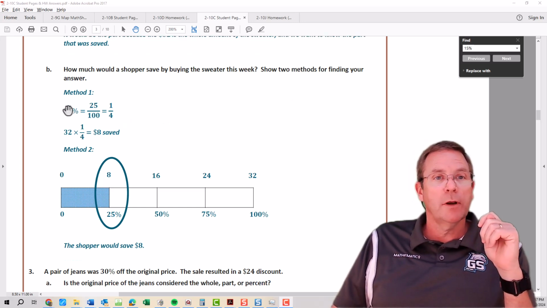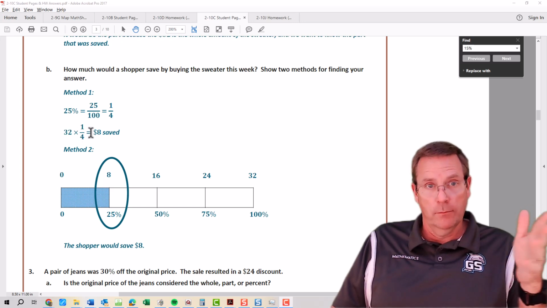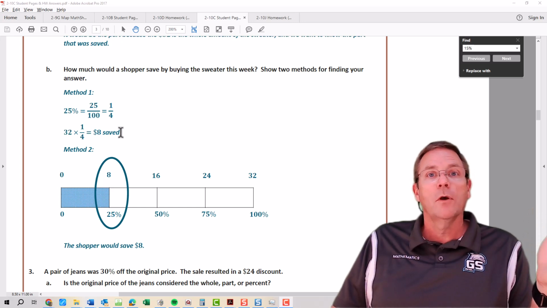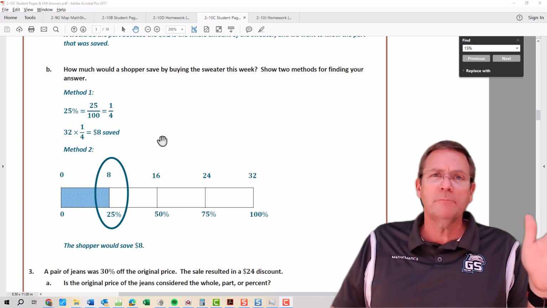They said, well, 25%, that's equal to 25 over 100, which they simplified to be 1 over 4. And then they said, well, 1/4 of 32, or 32 times 1/4, was $8 saved. Really don't like their supporting work on that one, but it would work.